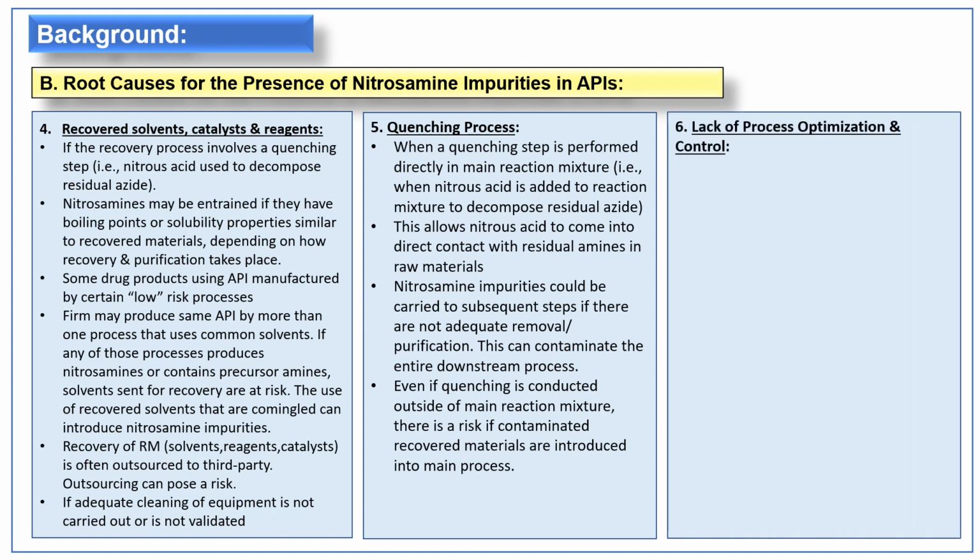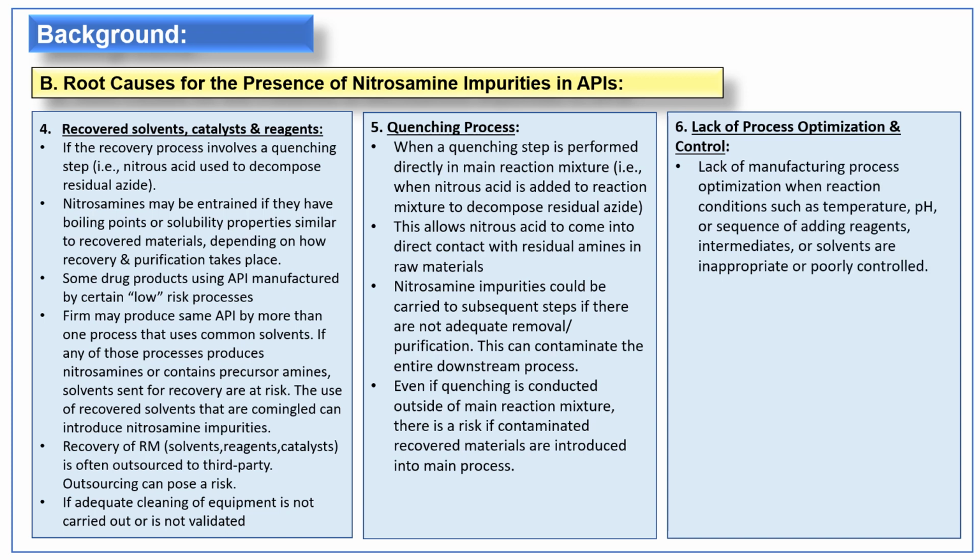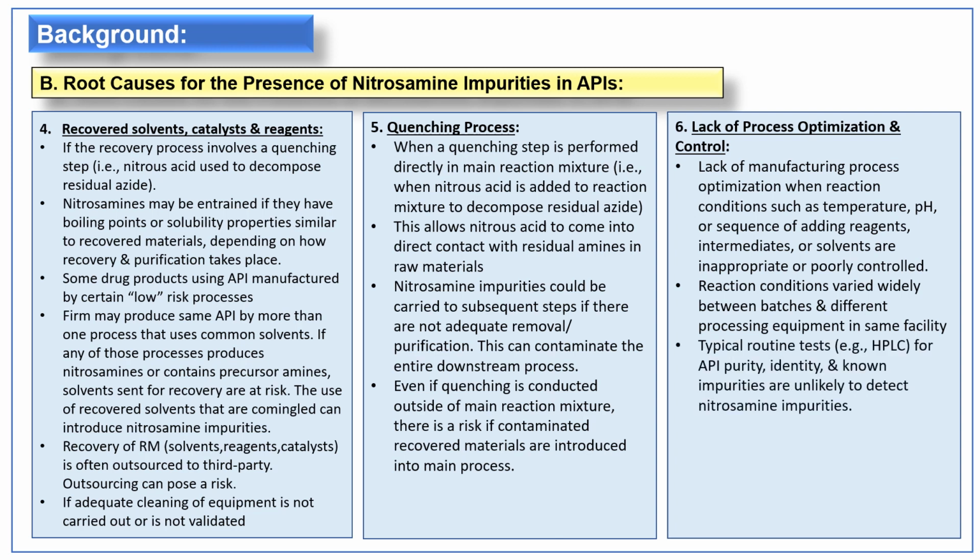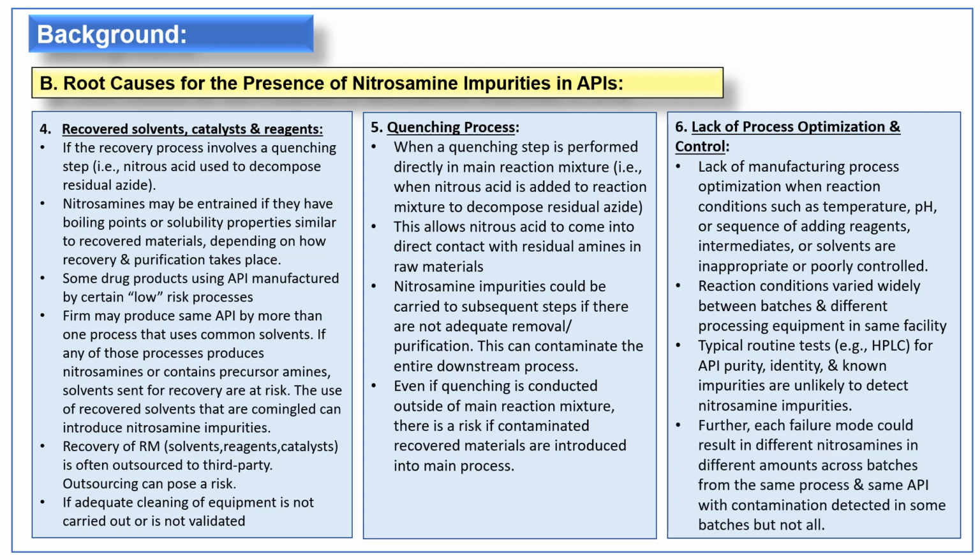And the last is the lack of process optimization and control. So there is a lack of process optimization when reaction conditions such as temperature, pH or sequence of adding reagents are poorly controlled. Reaction conditions varied widely between batches and different processing equipment in the same facility. And the typical routine tests like HPLC for API purity, identity and known impurity are unlikely to detect nitrosamine impurities. And each failure mode could result in different nitrosamines in different amounts across batches from the same process and same API, with contamination detected in some batches but not all.